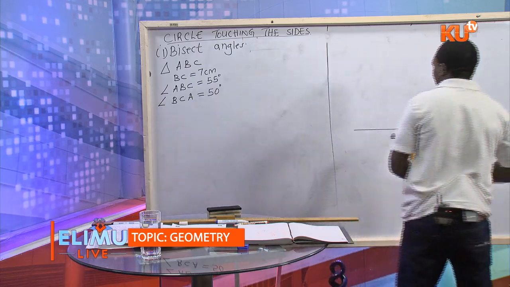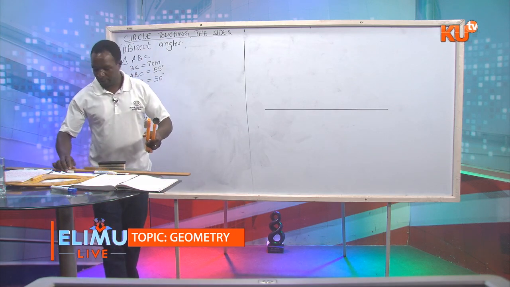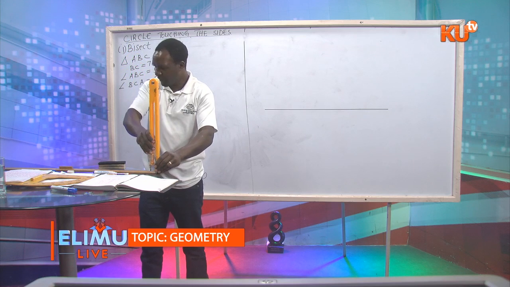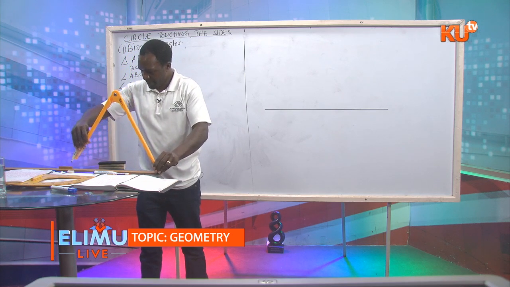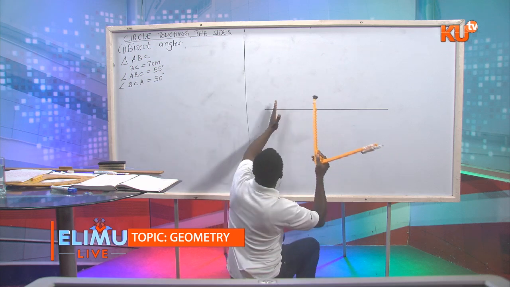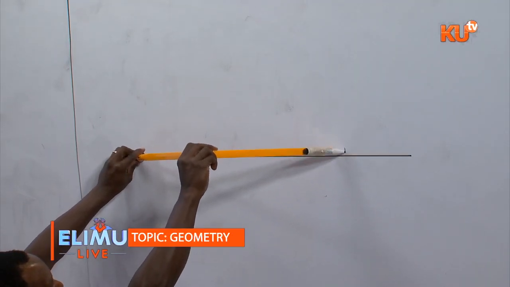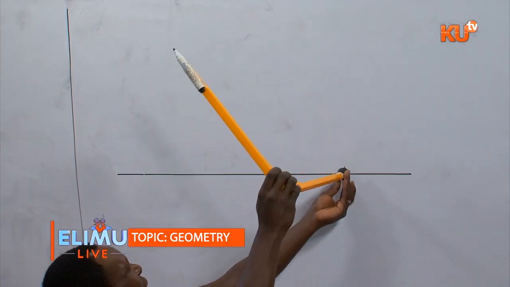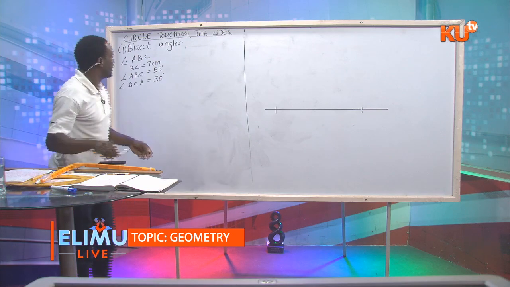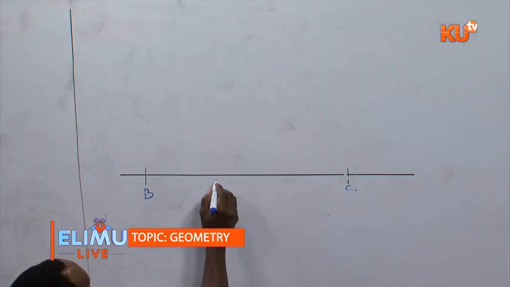You have already drawn the line, and those who are progressing, let us say BC is 7 centimeters. Take your compass, measure 7 centimeters. Leave a small space on this side. Then place your compass there and put an arc. Then go there and put an arc there. Then you call those points B and C. It is BC.